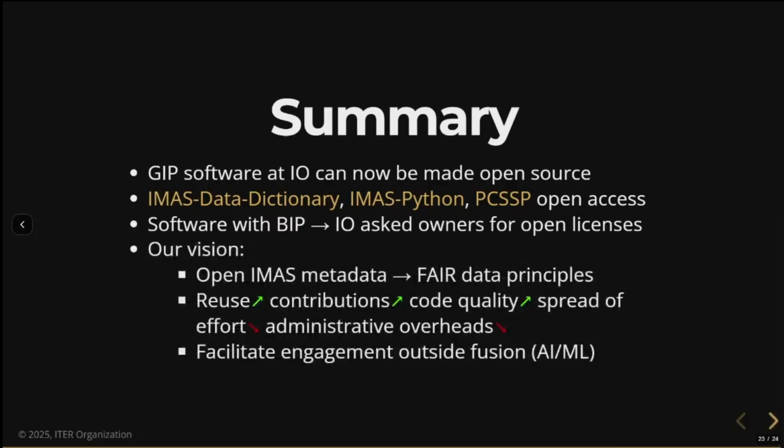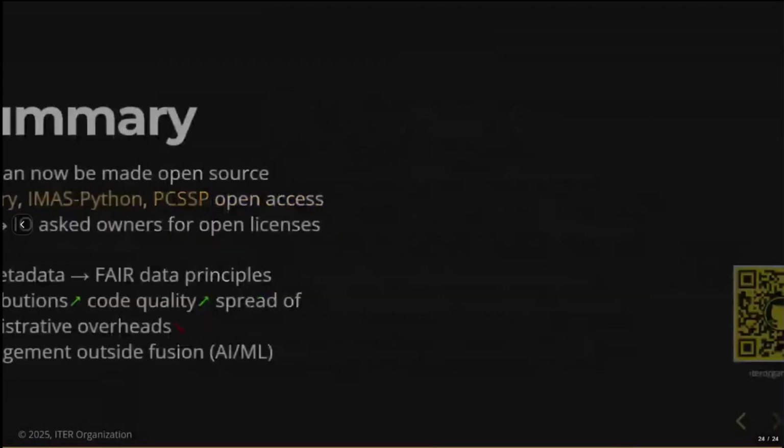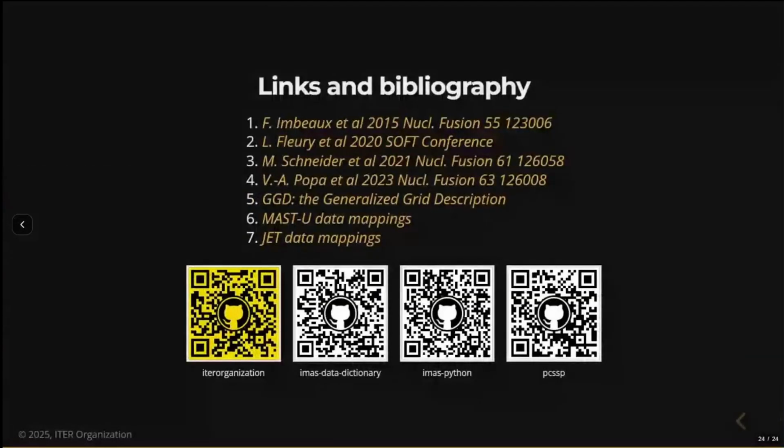And then in the end, our vision on the long term is really having the open IMAS metadata available. That will be a step forward towards implementing FAIR data principles for the community. And on the long term, we increase the reuse of codes, the contributions overall, the code quality, and we facilitate the engagement from people outside the fusion community, like specialists in AI and machine learning, for instance. And with that, I'm thanking you for your attention and letting you see some of the links and resources for this talk.